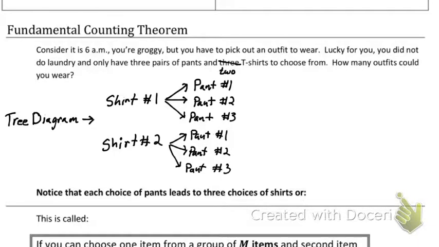All of your possible choices are up there. I can wear shirt 1 with pant 1. That's one choice. Shirt 1, pants 2. Shirt 1, pants 3. Shirt 2, pants 1. Shirt 2, pants 2. Shirt 2, pants 3. So when we get to the end, this is how many choices we have. So at the end, we're going to have 1, 2, 3, 4, 5, 6 different choices. So there are 6 possible outfits.